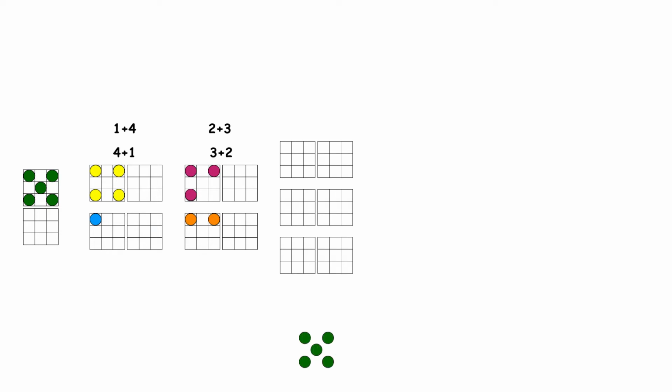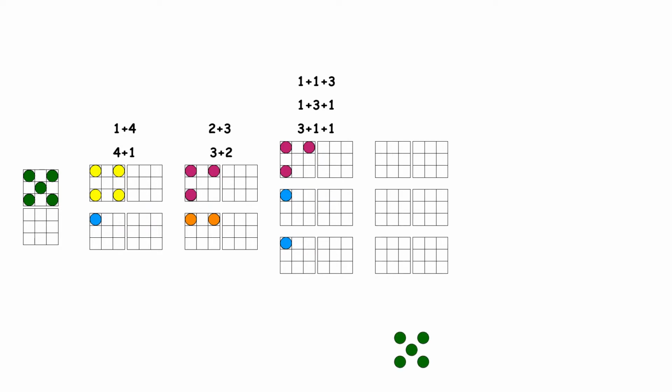5 is the same as 3 and 1 and 1. And we can turn those digits round, so 5 is the same as 1 and 3 and 1, and 1 and 1 and 3. 5 is the same as 2 and 2 and 1. And also 2 and 1 and 2, 1 and 2 and 2.